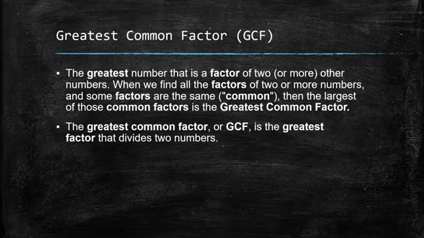First is we have to define what is a greatest common factor, or GCF. The greatest number is a factor of two other numbers when we find all the factors of two or more numbers and some factors are the same, okay, or common. Then the largest of those common factors is the greatest common factor, or GCF, is the greatest factor that divides two numbers.